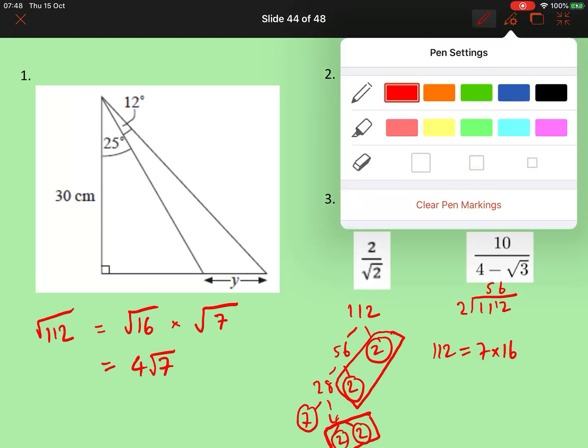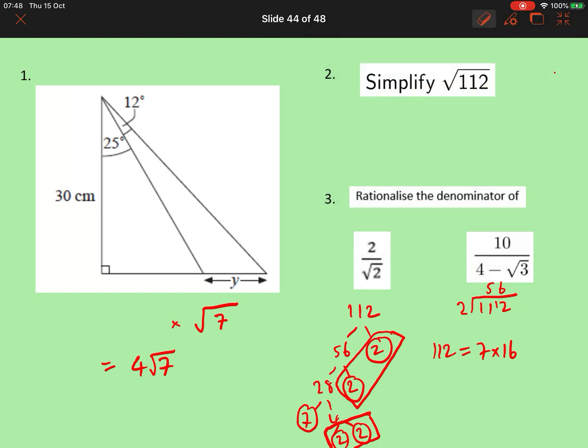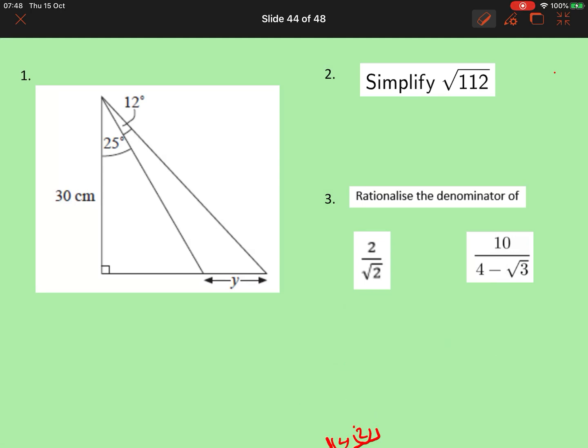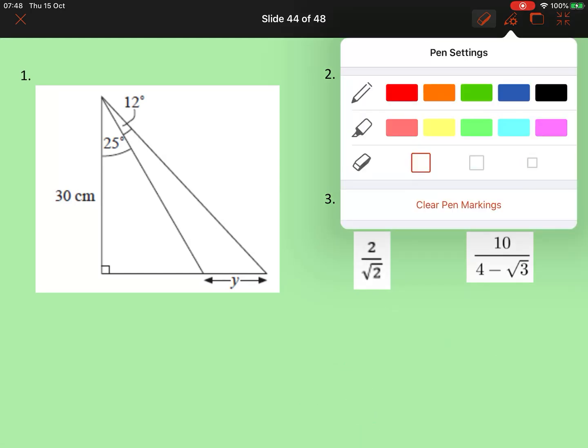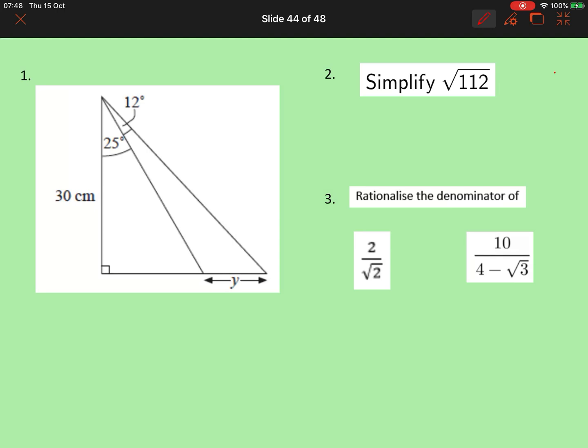Okay, I hope that makes sense. You should be able to do that. You will have learnt that last year with Mr. Angus. Okay, let's get rid of these. Right, what about rationalising the denominator?